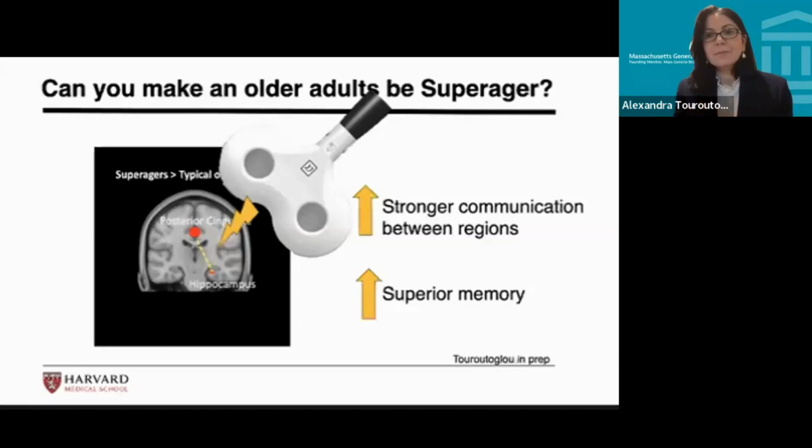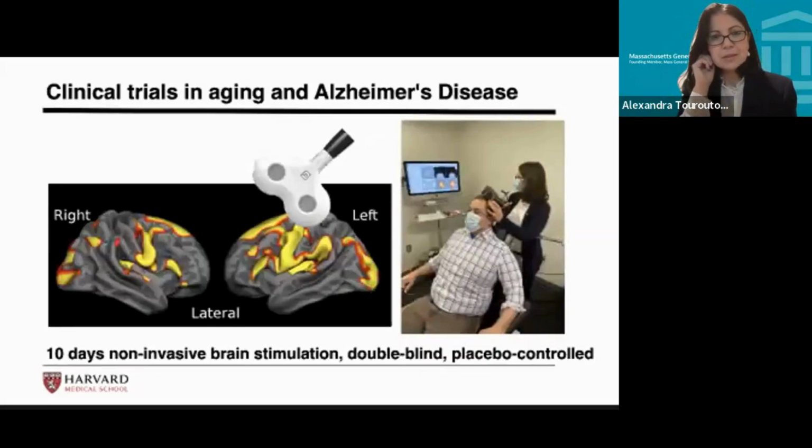And then we now know that there are particular brain areas in superagers that predict their sharp memory. So this information points us to targets for treatments and interventions that induce neuroplasticity with non-invasive brain stimulation in older adults to effectively mimic, I would say, the resilient brains of superagers. And since 2019, we have successfully launched 4 clinical trials funded by the National Institute of Health that use this non-invasive brain stimulation technique as a treatment for Alzheimer's disease.